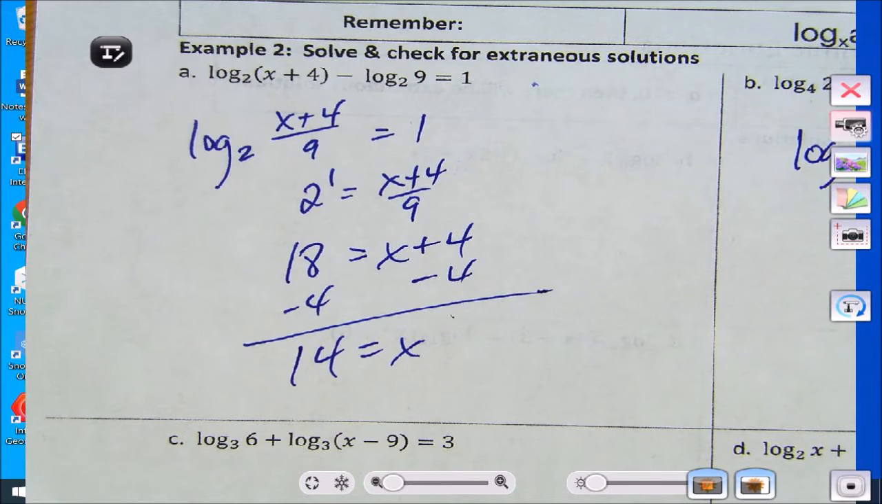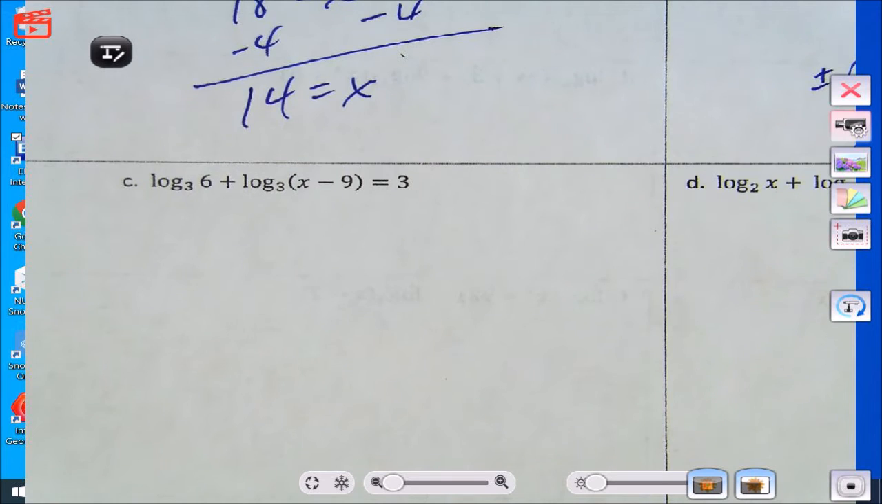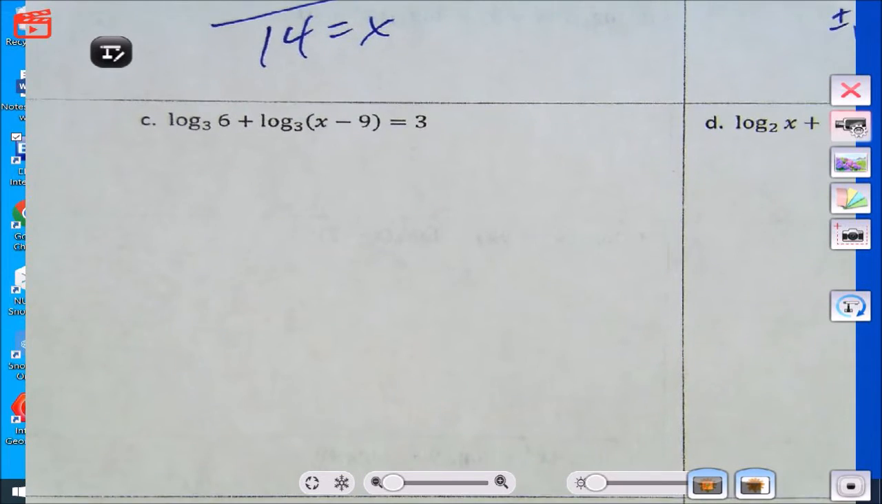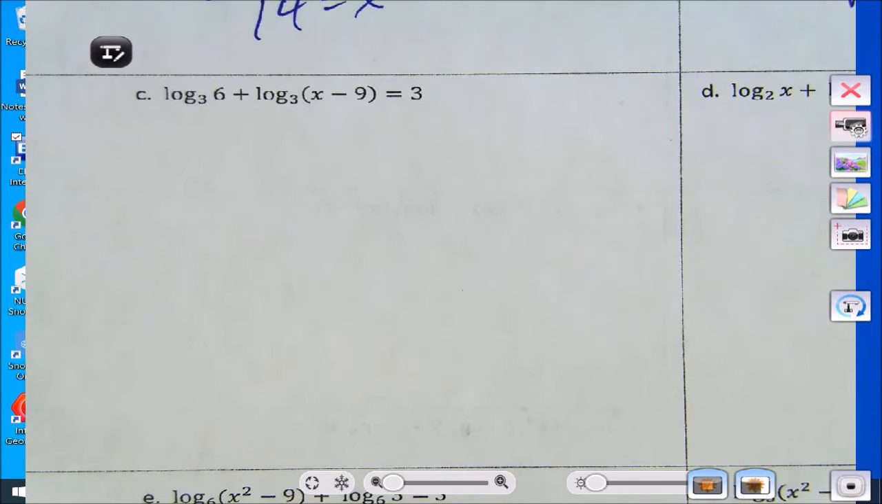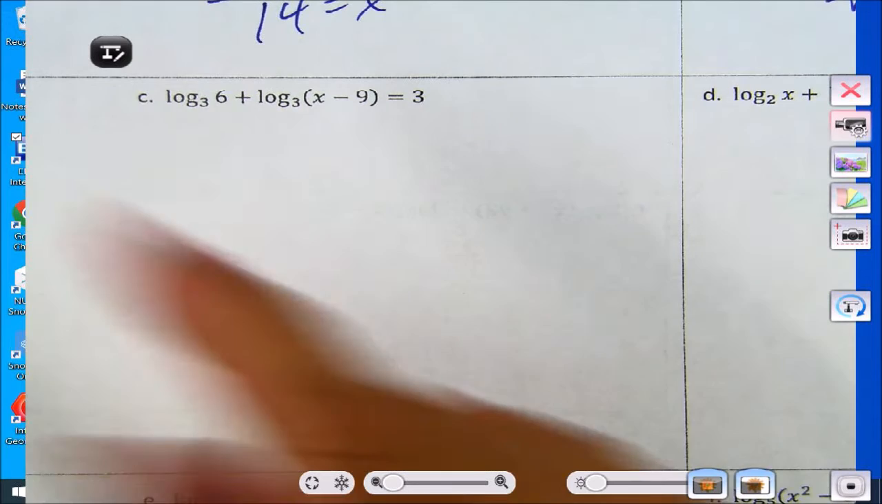Alright, example C. Copy. I'll just give you this paper. That works. Alright. Well, you should start copying from C.